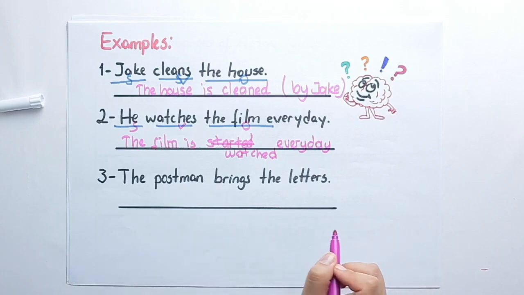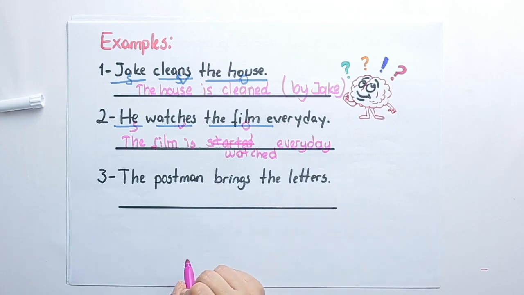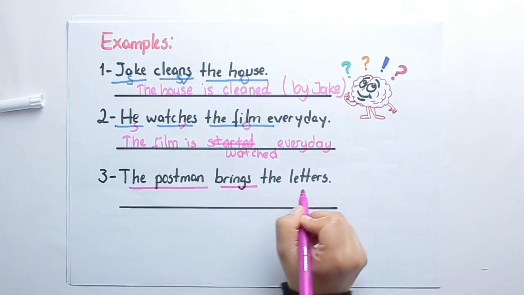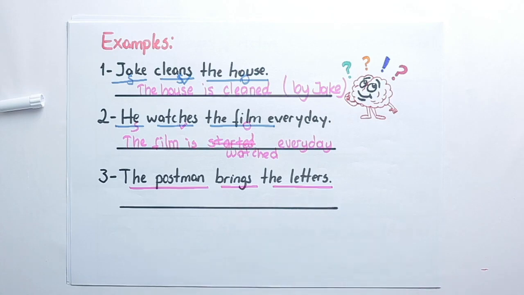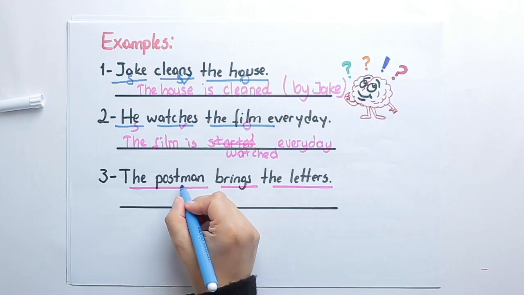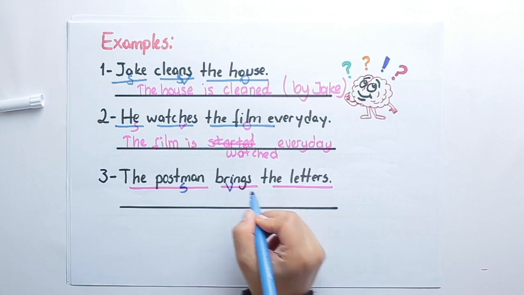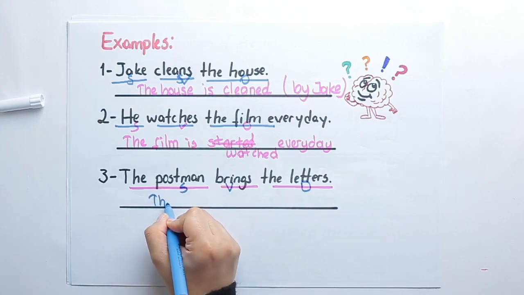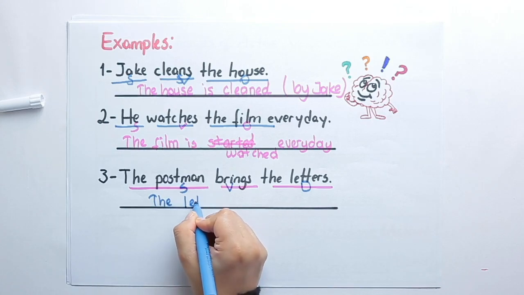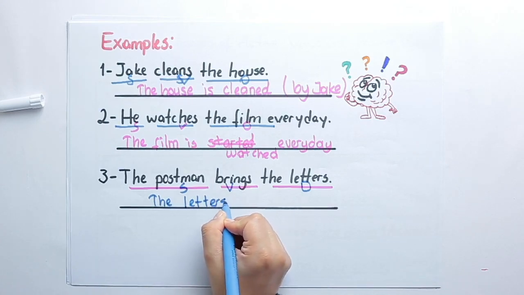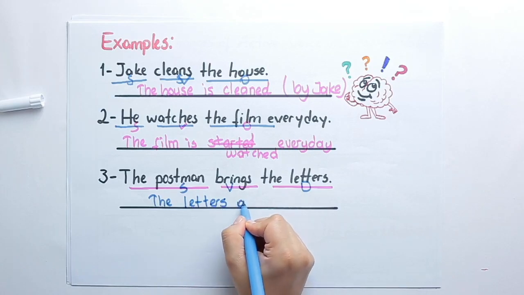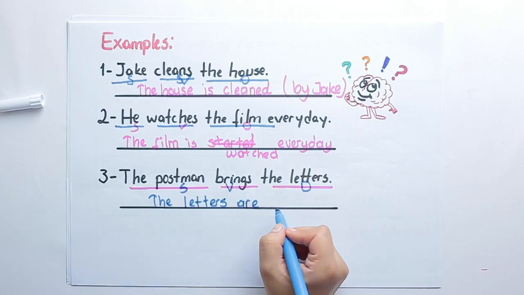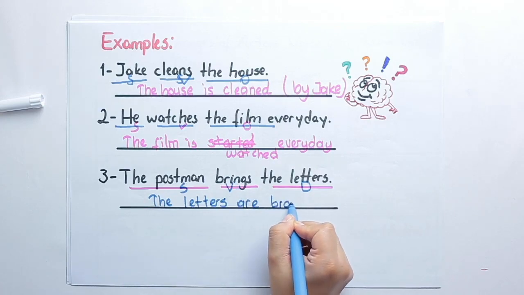The postman brings the letters. The postman brings the letters. Subject, verb, and object. The letters are, what is the third form of bring?